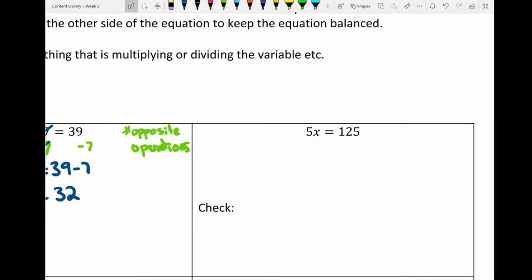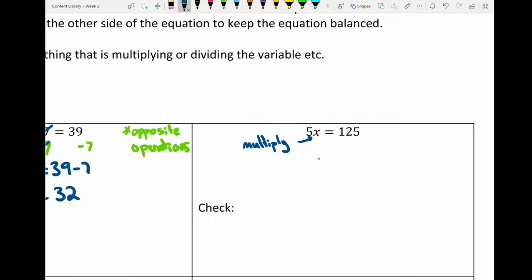In the next example, I have 5x equals 125. So here, again, I need to get x by itself, right? I need to know, okay, what operation is going on? How do I cancel out whatever's happening here? What's happening here is, this is multiplying. When we see a coefficient or a number and a variable, or a number and a letter, and there's no sign in between, that means we're multiplying. So how do we cancel out multiplying? Well, to cancel out multiplying, we have to divide.